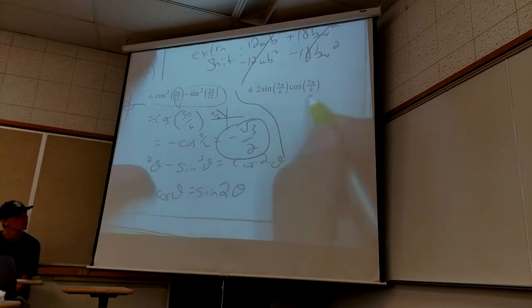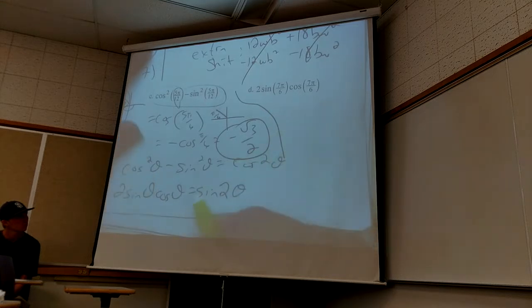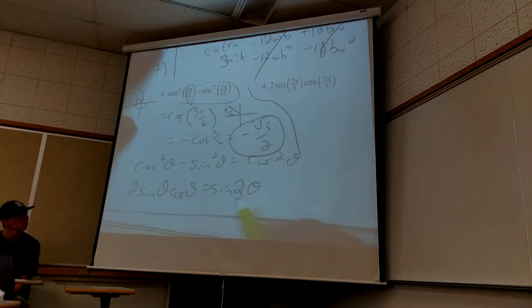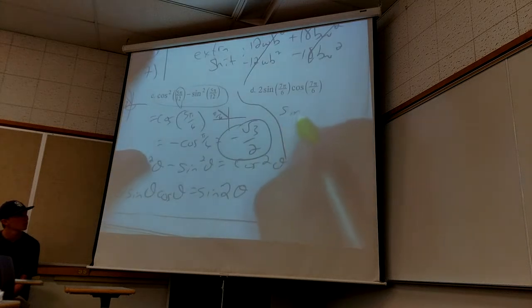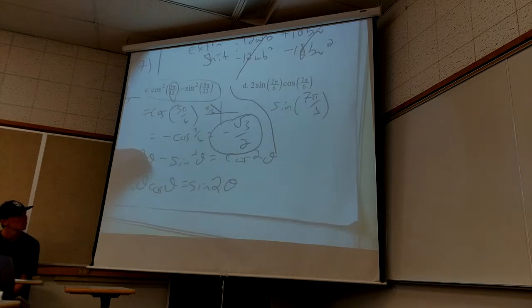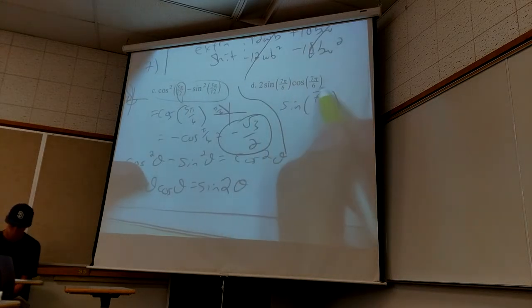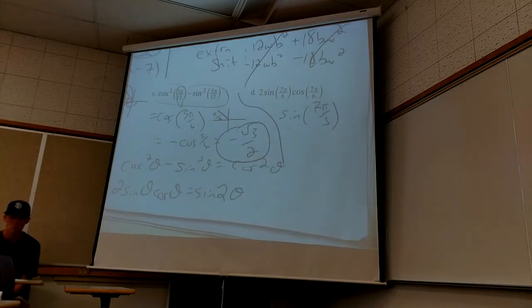But you can do this two different ways, to be honest. I'd rather do it the way that has less work. So it's twice sine cosine, which is sine of twice the angle. So this is the same thing as sine of 7 pi over 3. Now you could do sine of 7 pi over 6, cosine of 7 pi over 6, multiply them, multiply that by 2. If you did that, you're fine. Or you can make it this.